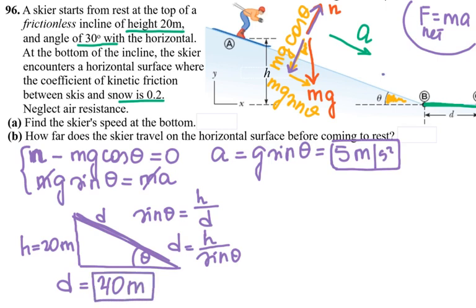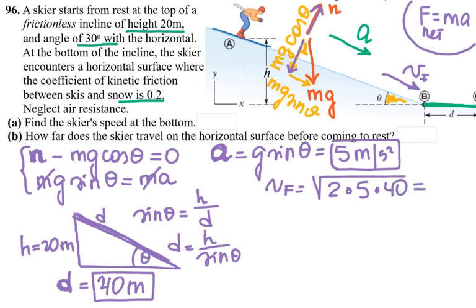So if I want to find the final velocity at the end of the incline, I have the distance and I have acceleration. It's that formula. So the final velocity is going to be equal to the square root of 2 times acceleration times the distance.